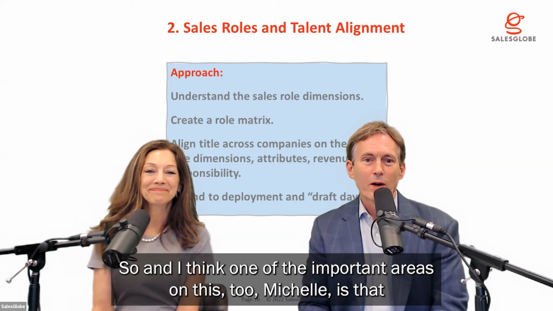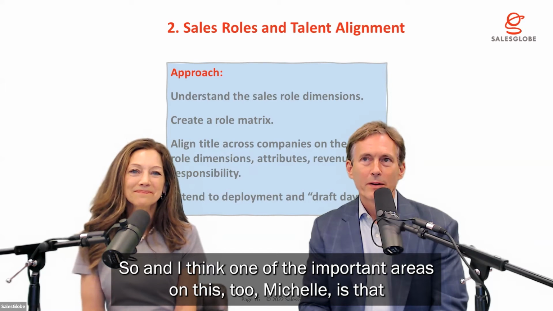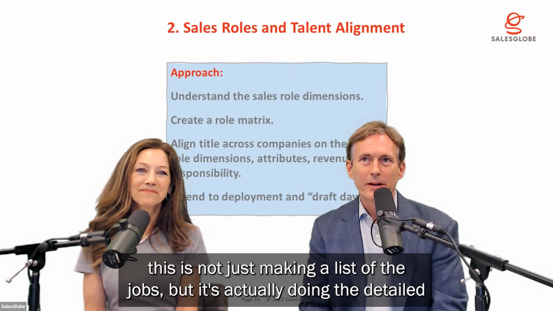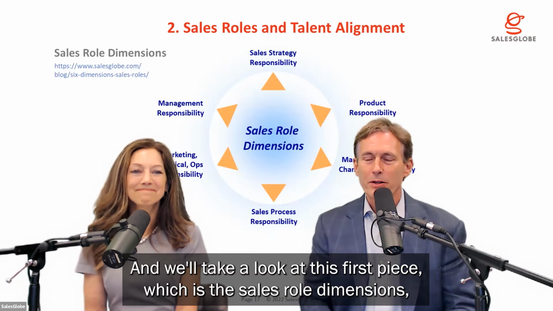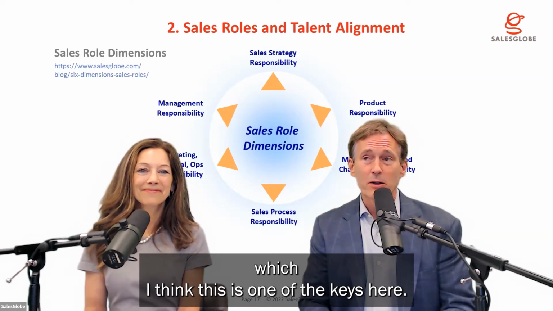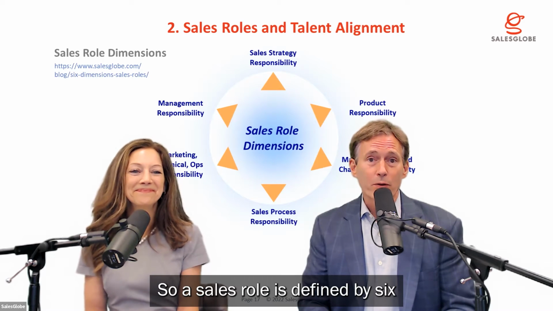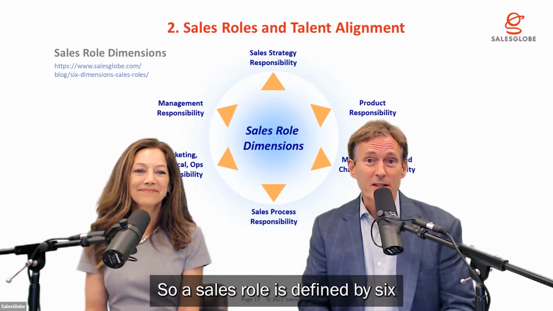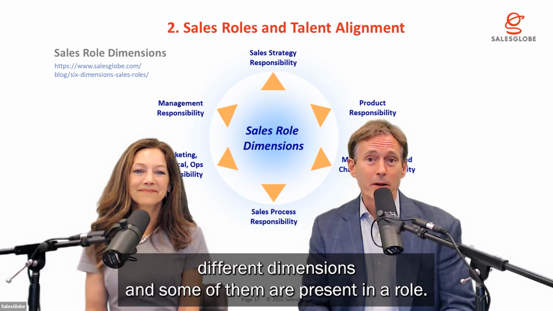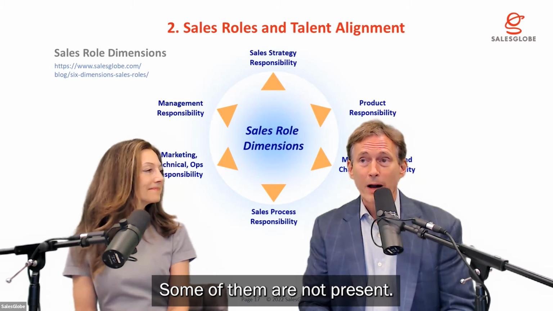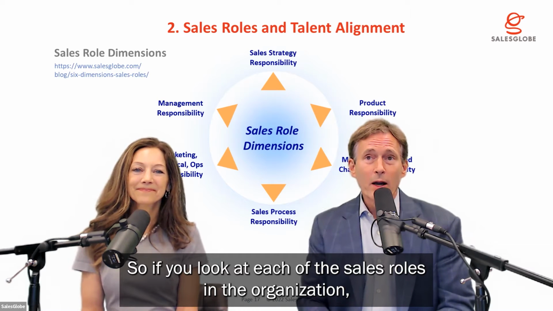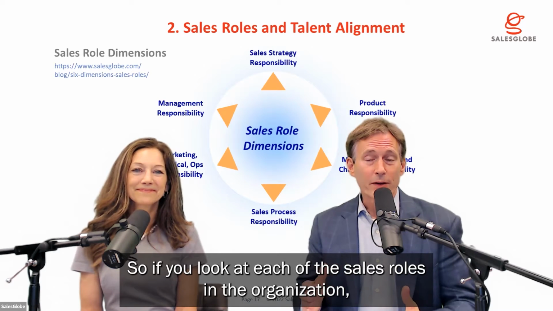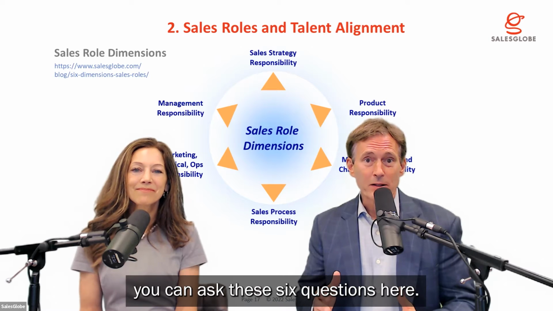Yep. So, and I think one of the important areas on this too, Michelle, is that this is not just making a list of the jobs, but it's actually doing the detailed mapping here. And we'll take a look at this first piece, which is the sales role dimensions, which I think is one of the keys here. So a sales role is defined by 6 different dimensions, and some of them are present in a role. Some of them are not present. Some of them vary in terms of the level of intensity. So if you look at each of the sales roles in the organization, you can ask these 6 questions here.